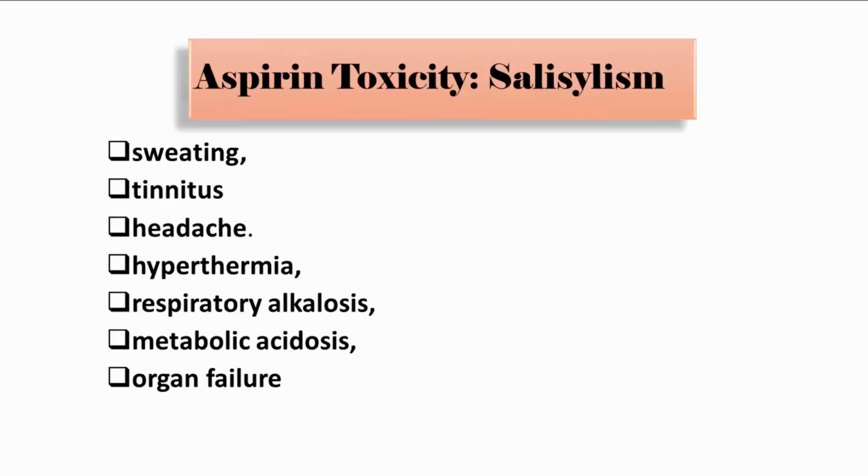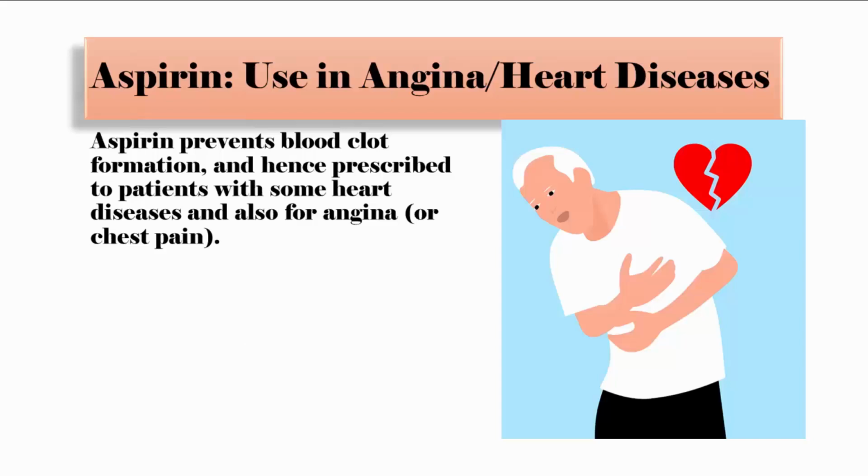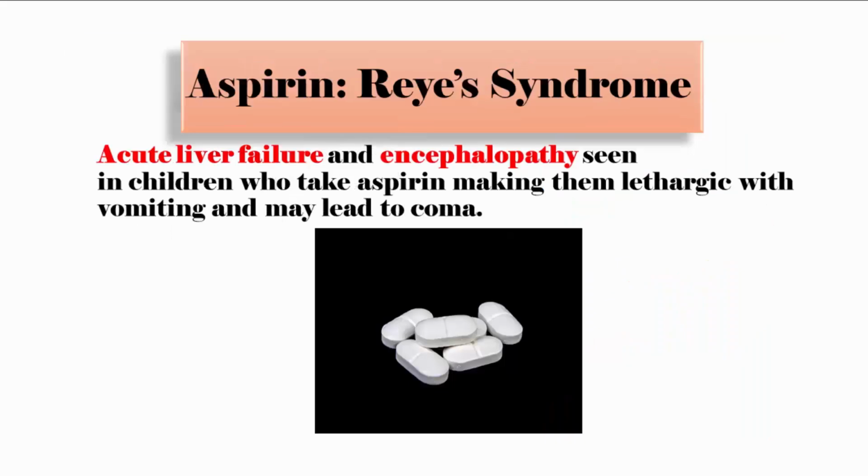We know that aspirin is also an NSAID and is a derivative of salicylic acid. Aspirin toxicity is called salicylism, which presents with symptoms such as sweating, tinnitus, and headache. Besides the anti-inflammatory and antipyretic effects of aspirin, it can also be used to prevent blood clot formation and hence is prescribed to patients with some heart diseases and also for angina or chest pain.